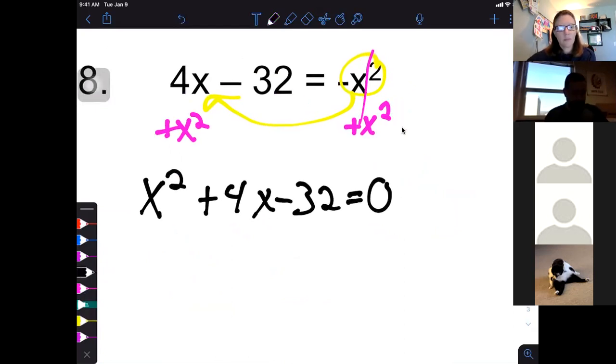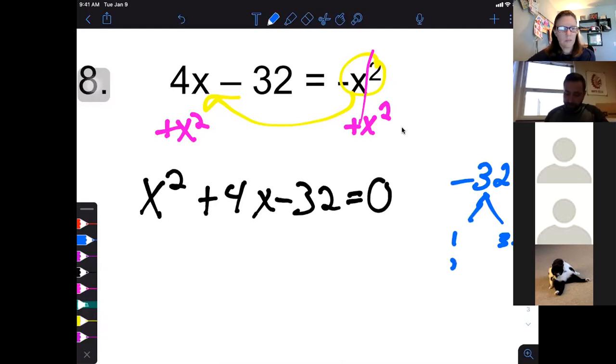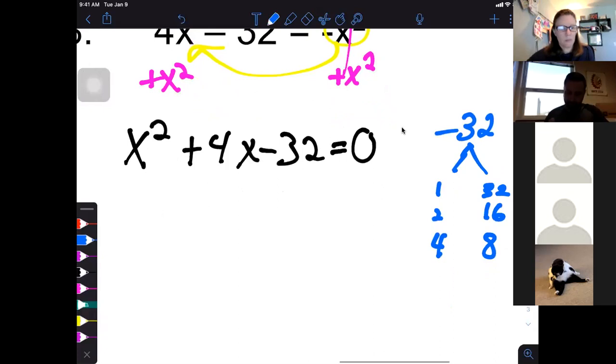Our AC in this case is going to be 1 times negative 32. So we get negative 32. You guys have been doing a great job of finding the factors, which are 1 and 32, 2 and 16, 3 and nothing, 4 and 8. I think that's it.